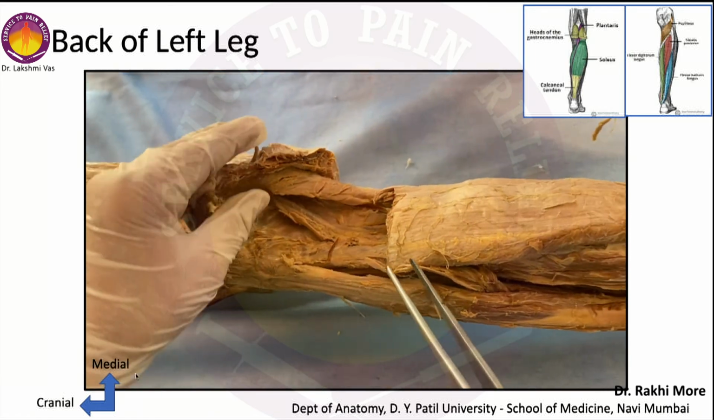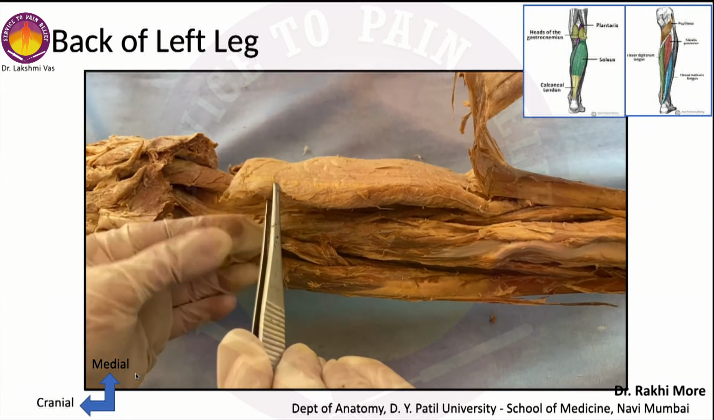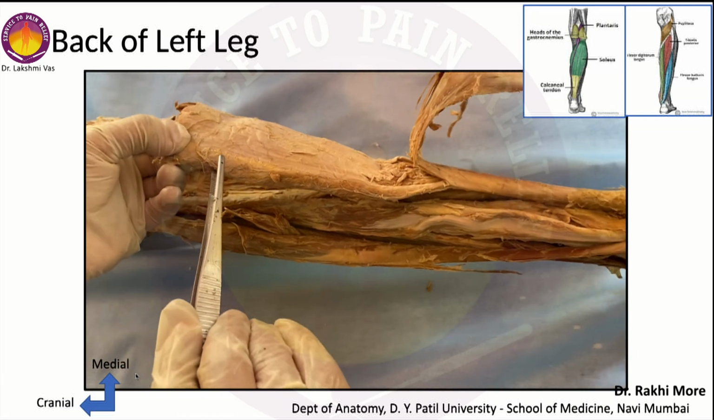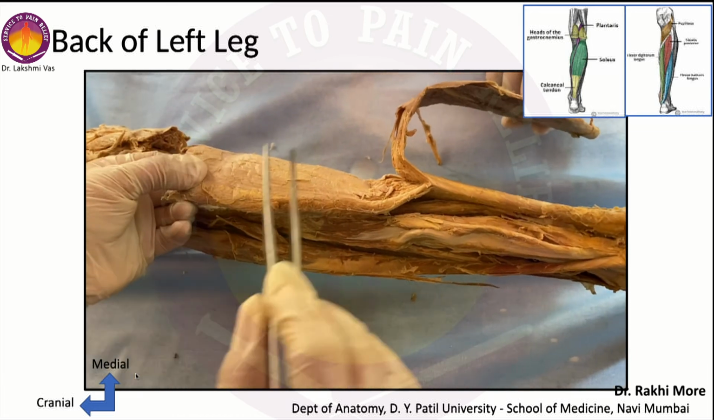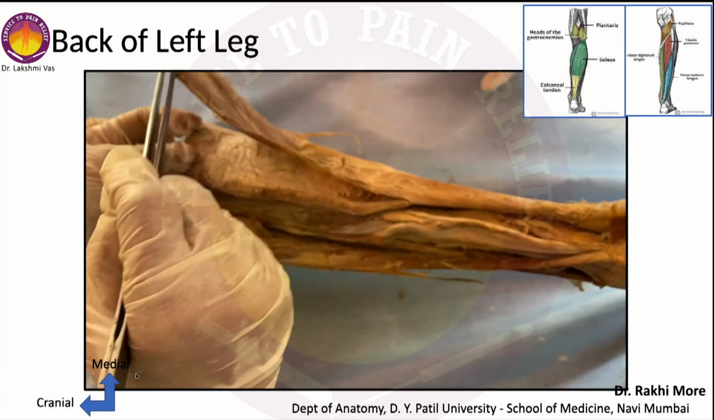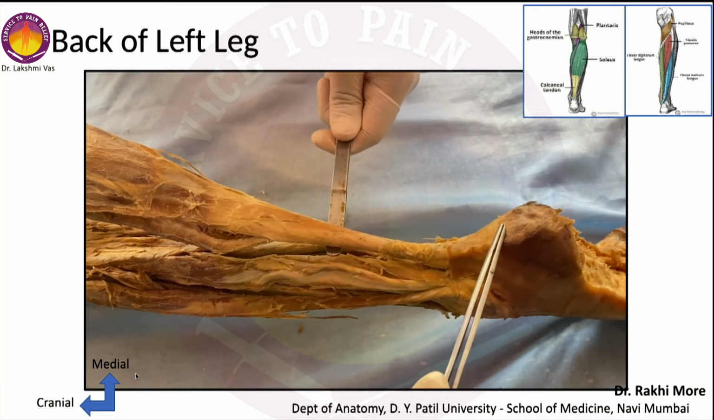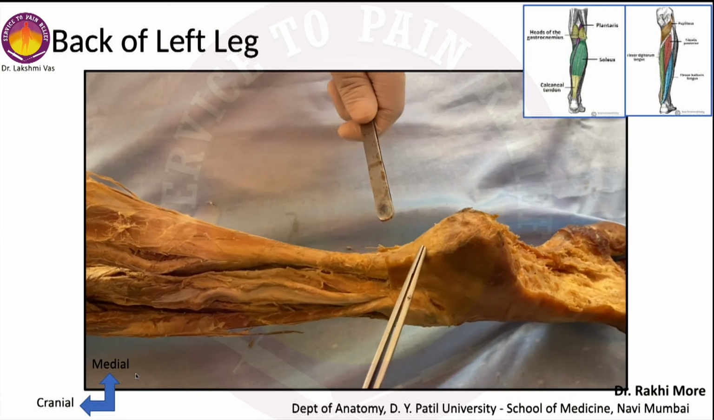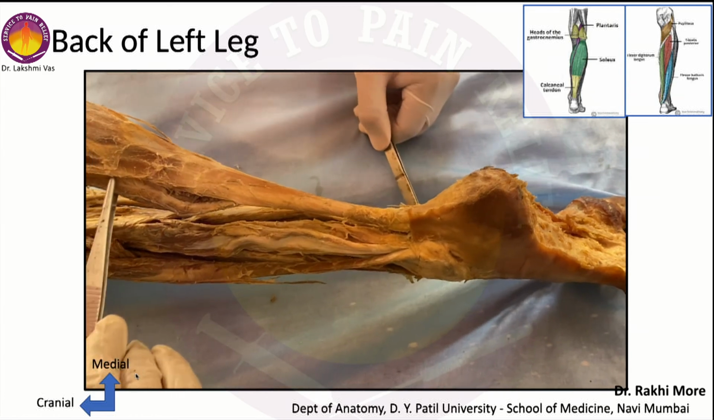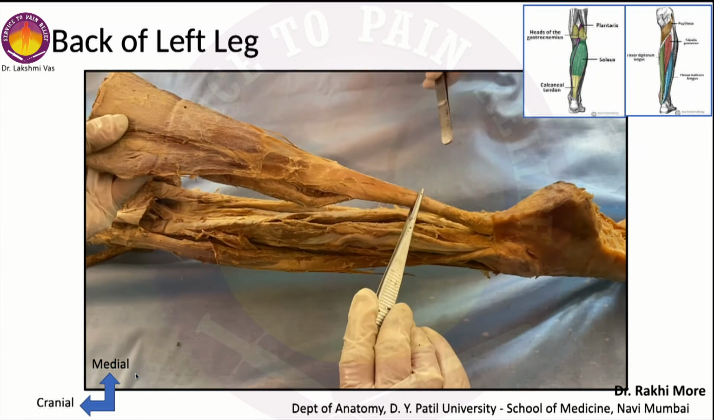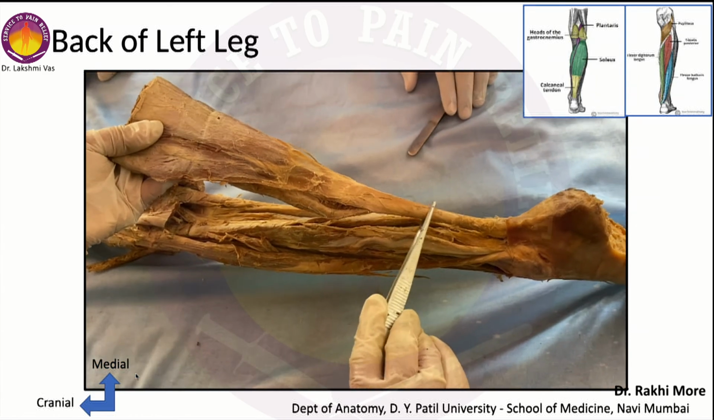As we come down, we will see the soleus. This is the soleus muscle. Together with the gastrocnemius, the soleus gets inserted on the calcaneum, that is the posterior surface of the calcaneum, in the form of the tendo-achillis. You can see the tendon over here, that is the tendo-achillis.